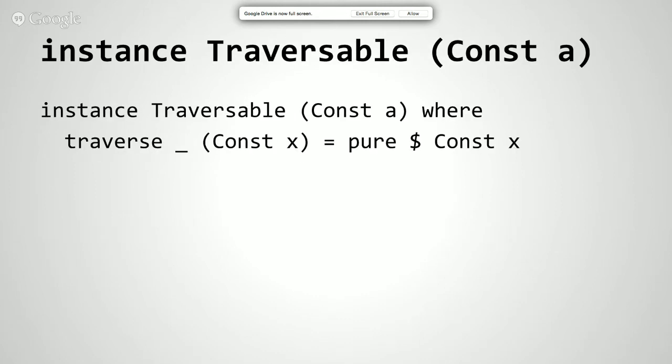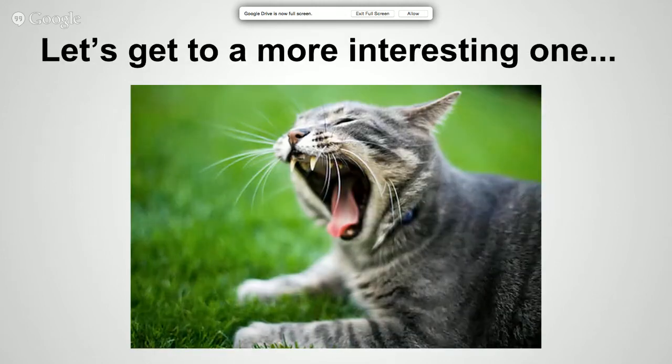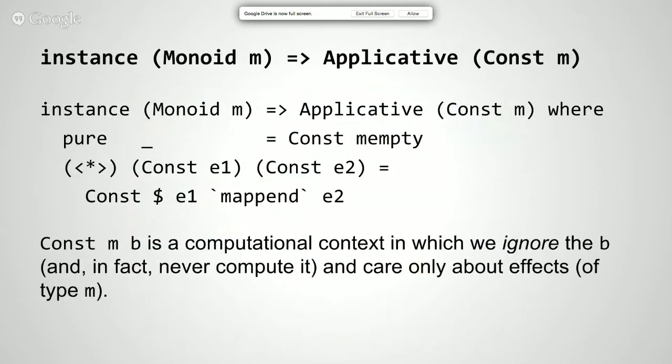Const is also traversable, not a very interesting one, but you have no effect, so you return it purely. You're probably bored with some of these, like this cat is, that's why he's yawning. This is the money shot. This is the one that matters.